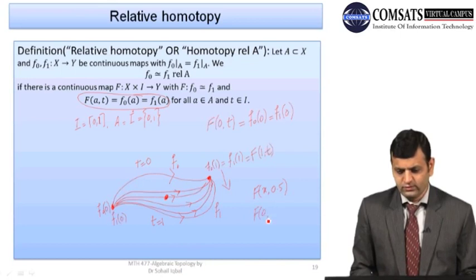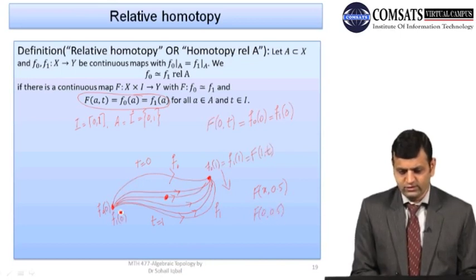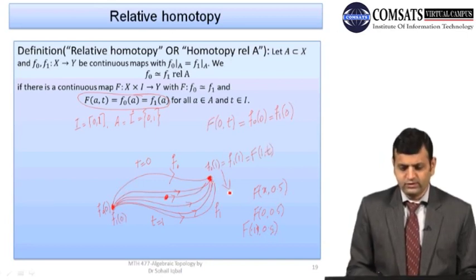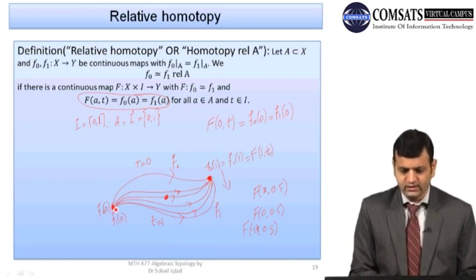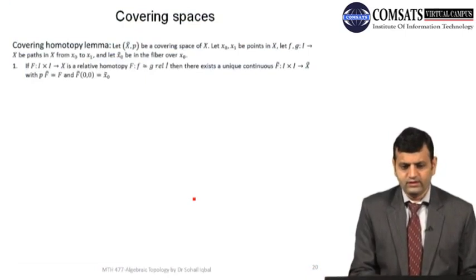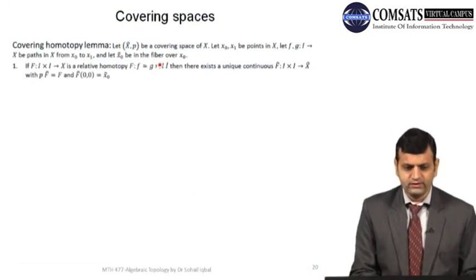And for x is equal to 0, 0.5, it is going to be this point, and f of 1.5 is going to be this point. So for some fixed value of t it is going to be a curve, and the starting and ending point of each and every curve is the same. Okay, so let's try to explore this covering homotopy lemma again.